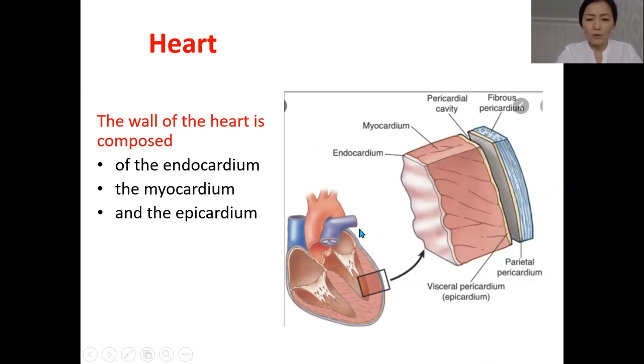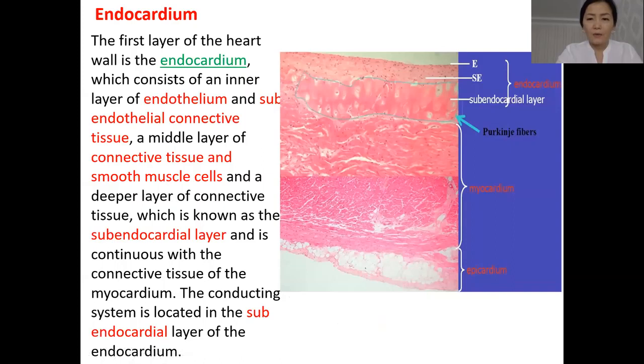Remember, the wall of the heart consists of 3 main layers. Innermost, the endocardium, the thickest one, the myocardium, and the outermost epicardium, which is covered by the pericardium. What is the endocardium? We can see here one histological section of the heart. The endocardium is the innermost layer.